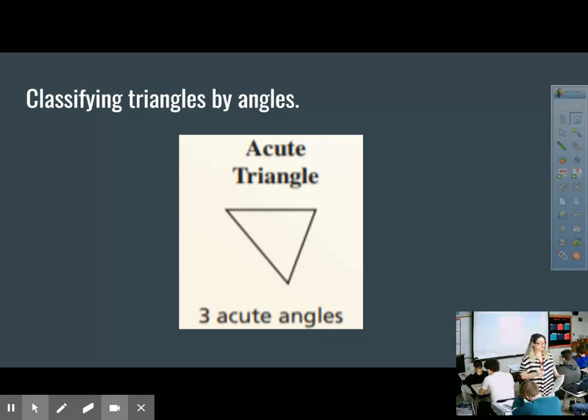Which of those triangles would you consider acute? The first one's acute. Oh wait, first, what's an acute angle? Less than 90. It's smaller than a right angle. So you said the first one's acute? Are any of the others acute? No, it's just the first one.